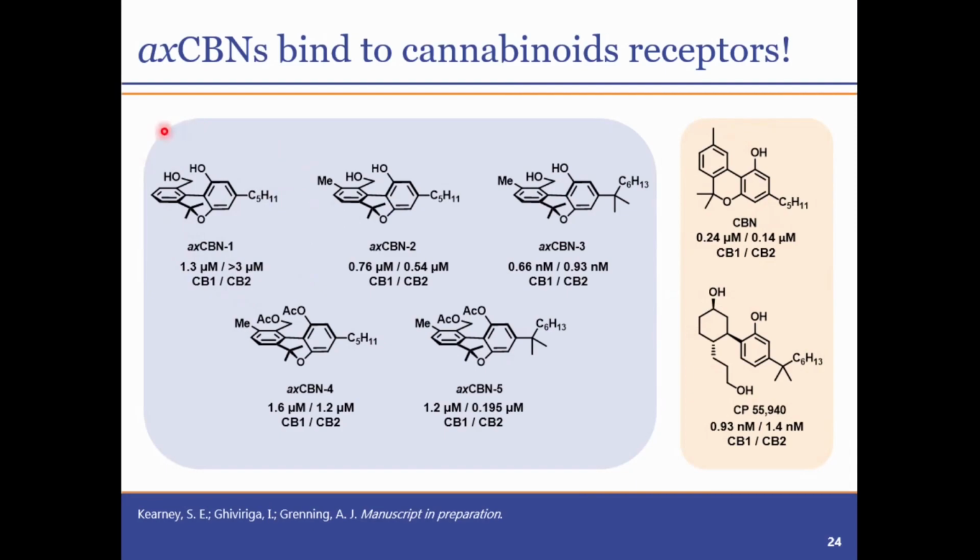And so the first generation axCBN1, we're at micromolar affinity. That's not great, but still encouraging to know that this is a synthetic molecule and it is in fact binding to the desired targets. axCBN2, which is a second generation molecule, has improved activity. So we're now below 1 micromolar for each of CB1 and CB2.